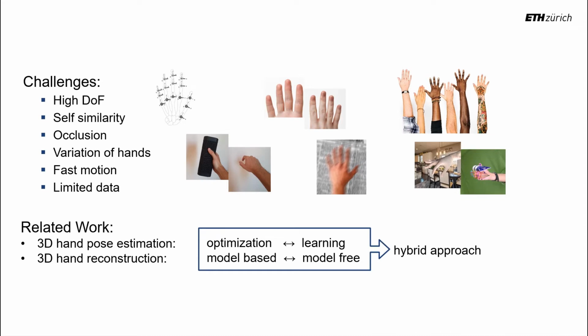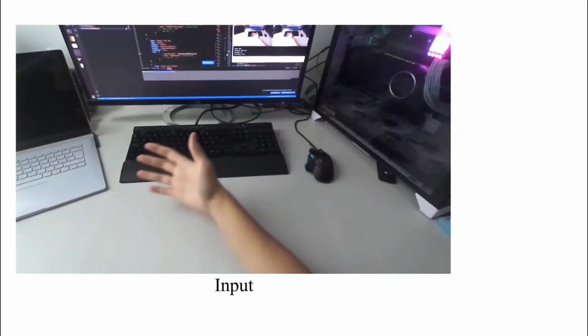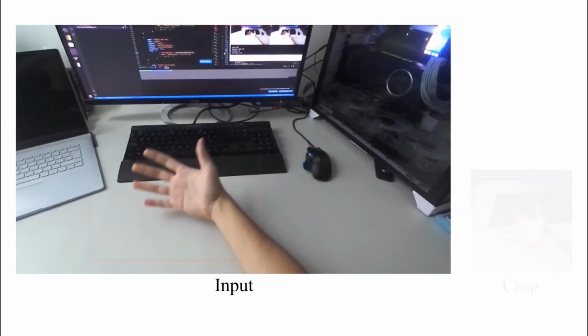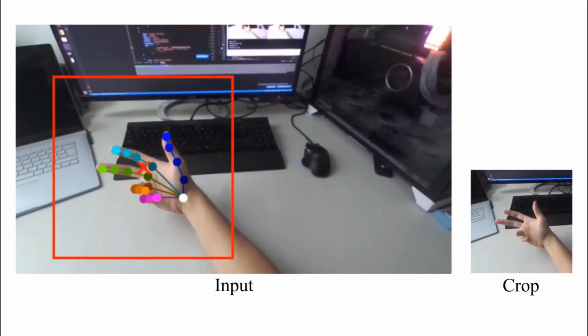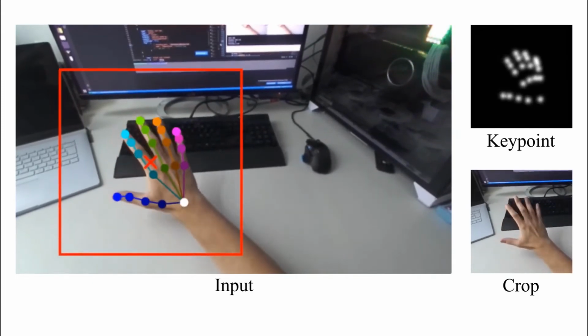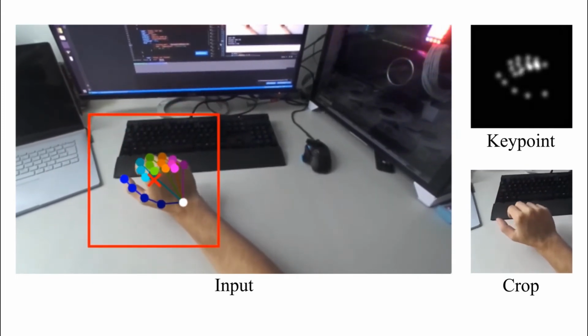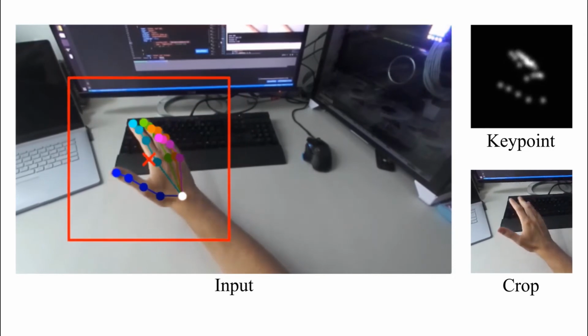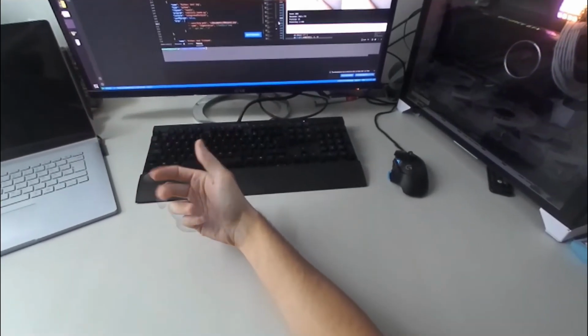Our proposed method tackles the problem as follows. We start with a video and extract for each frame bounding boxes to obtain RGB hand crops and generate a keypoint heat map by encoding each of the 21 joints by 2D Gaussians. Our proposed method outputs a 3D hand mesh from these inputs.